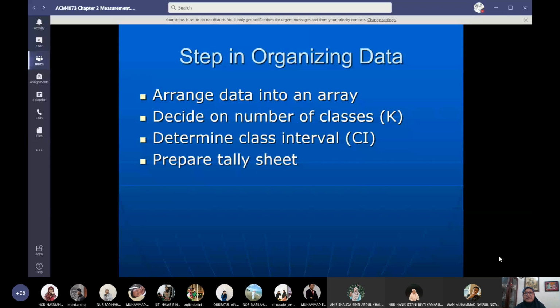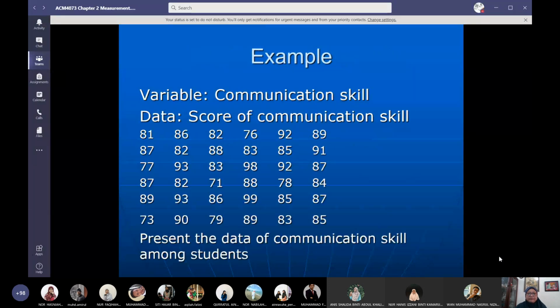1 to 6, 7 to 11, and then 12 to 18, for example. And then, do you have to stop at 18 or any other number? That's why we need to organize the data. We determine the class interval and then we prepare the tally sheet.